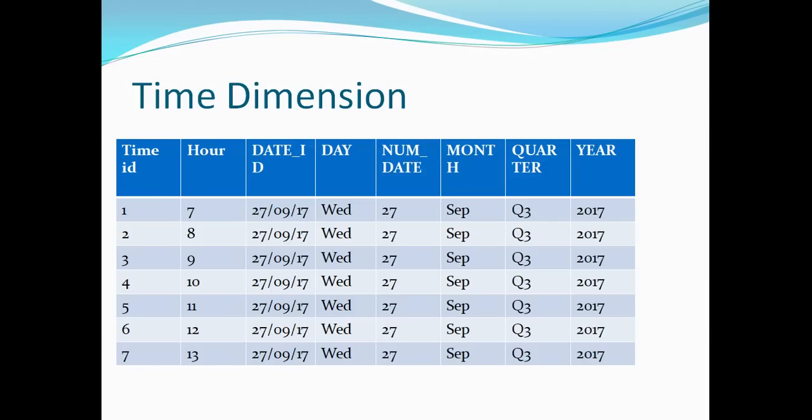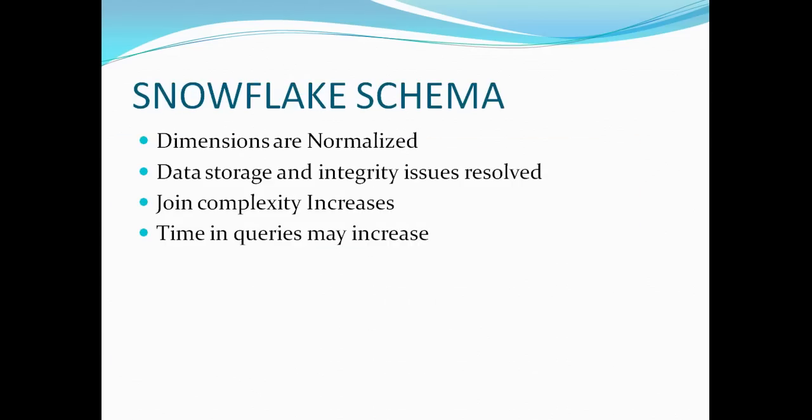So let's go ahead and understand the snowflake schema first and how it is different from the star schema. The only difference between star and snowflake schema is that the dimensions in snowflake schema are normalized. The facts are the same. I'll not touch my fact table. It's going to be exactly the same, but my dimensions will be normalized. And now that I have normalized my dimensions, it's going to reduce my data storage, and it's going to resolve my integrity issues.